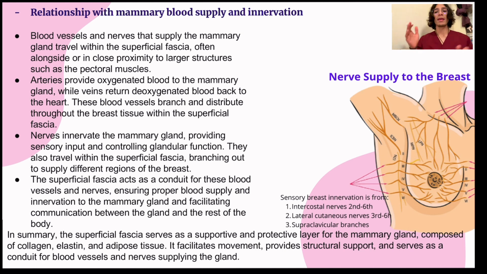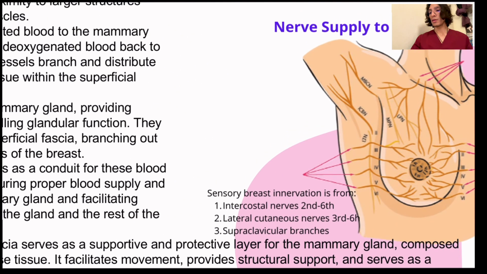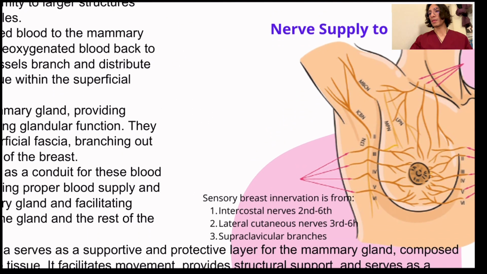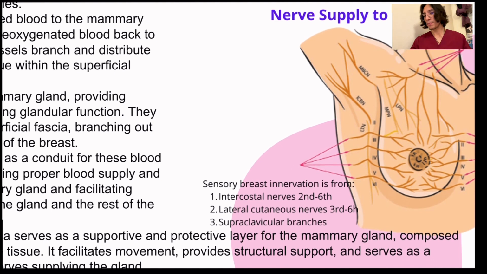In summary, the superficial fascia serves as a supportive and protective layer for the mammary gland, composed of collagen, elastin, and adipose tissue. It facilitates movement, provides structural support, and serves as a conduit for blood vessels and nerves supplying the gland. Okay, here you can identify the nerve supply to the breast.